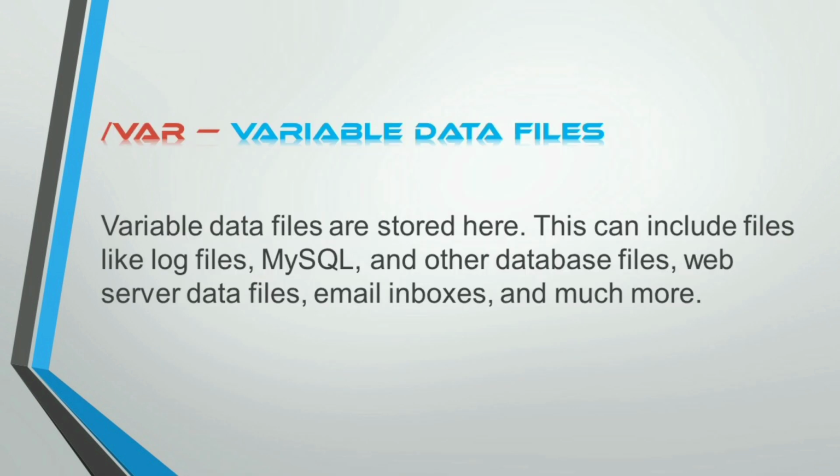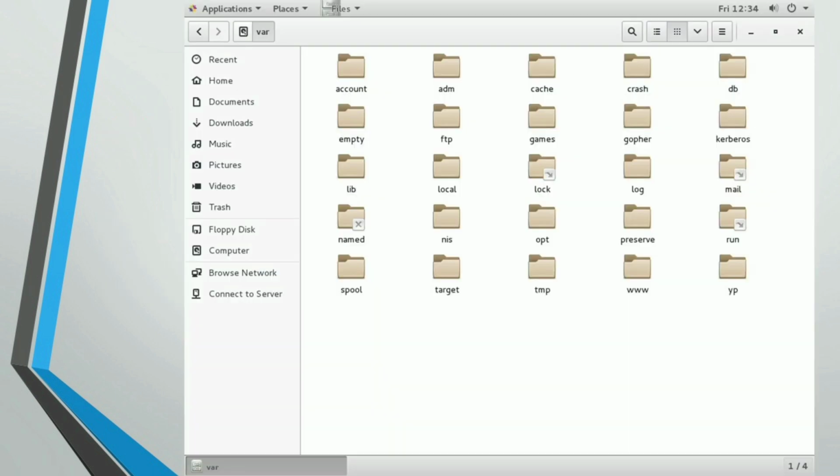The /var directory represents variable data files in the Linux file system. Variable data files are stored here. This can include files like log files, MySQL and other database files, web server data files, email inboxes, and much more. db, log, run, www, tmp, and many other folders are present here in the var directory.